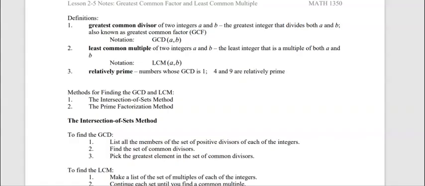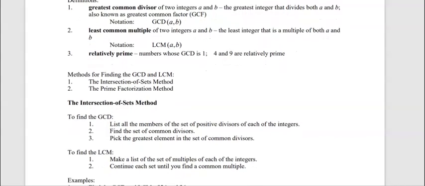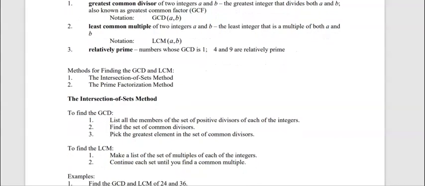Now we're going to work on finding the greatest common factor or divisor and the least common multiple by two methods. I'm first going to show you the intersection method, and then I will follow up with the prime factorization method. The intersection method works best when you have smaller numbers, maybe smaller than 40. When you have numbers bigger than that, it's going to be more efficient to use the prime factorization method. You can interchange these methods.